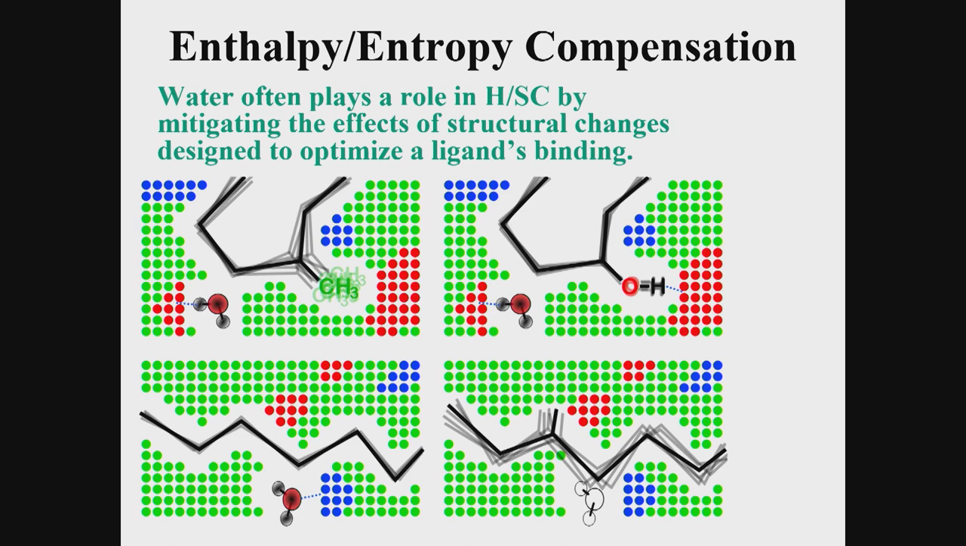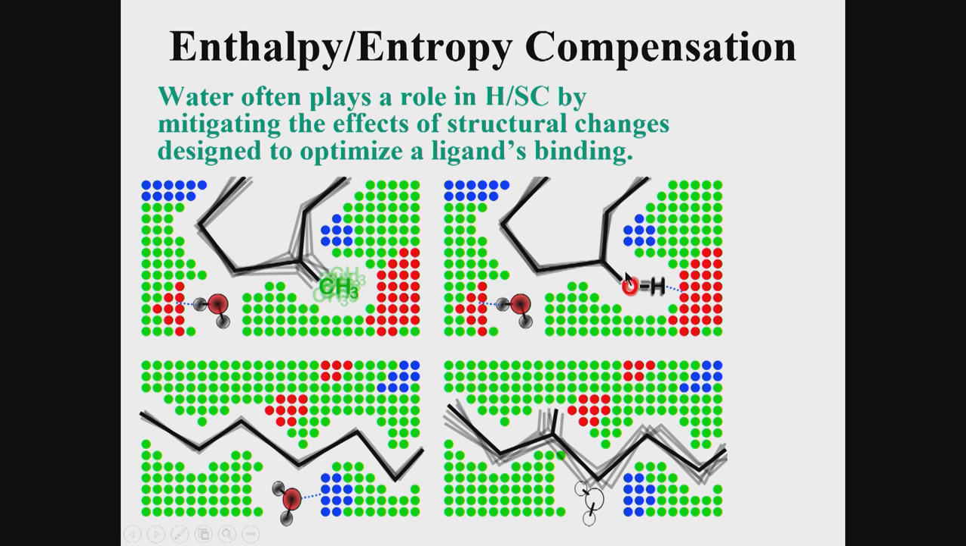So in the top case here, we have a molecule that's got a methyl group here, and we are trying to optimize it. We see that if we can put something over here that will bind with this polar region in red here, maybe an OH group, we would improve the binding of this molecule, and we would have a better binding constant for our molecule. So if we do that, as shown here, look what happens.